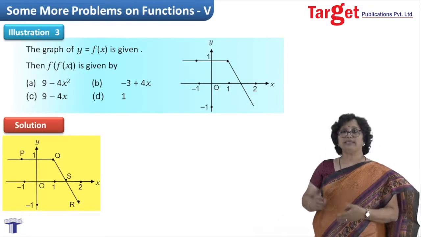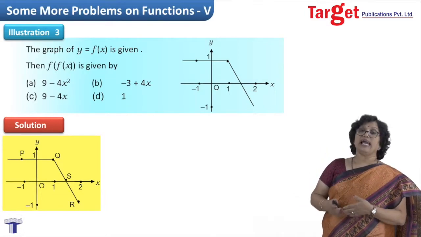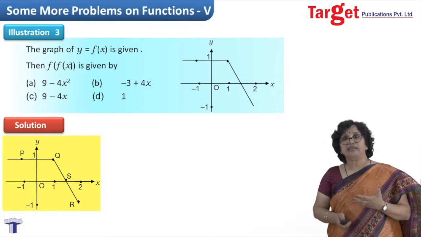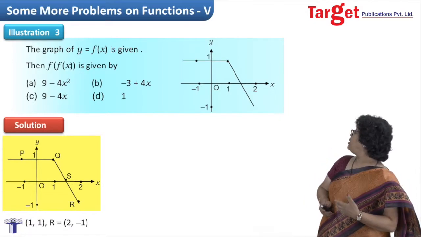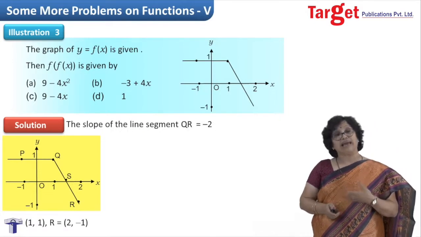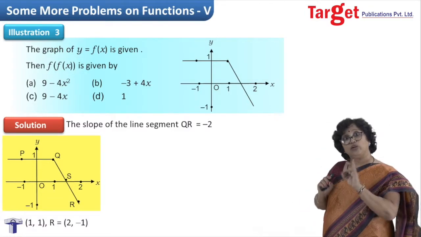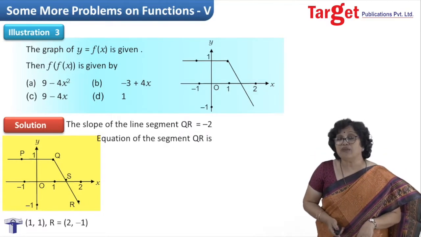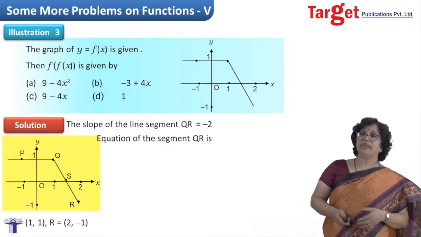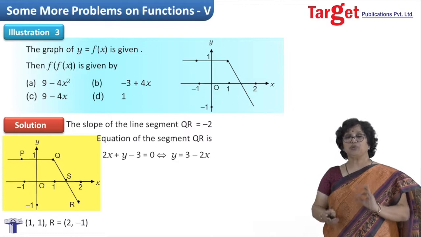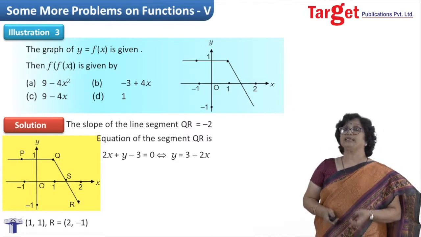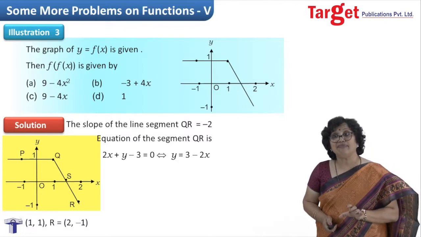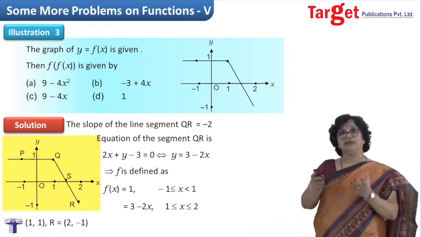I named the main points as P, Q, R and S. S is the point where segment QR meets the x-axis. Now can you write certain things, like point Q, that is (1, 1), point R, that is (2, minus 1). I can write the slope of segment QR using the formula y2 minus y1 upon x2 minus x1. I write that as minus 2. And from there I would be able to write the equation of segment QR, and that is nothing but y equal to 3 minus 2x. Now y equal to 3 minus 2x, this is the definition for QR, means this is the definition for fx in the interval 1 to 2.